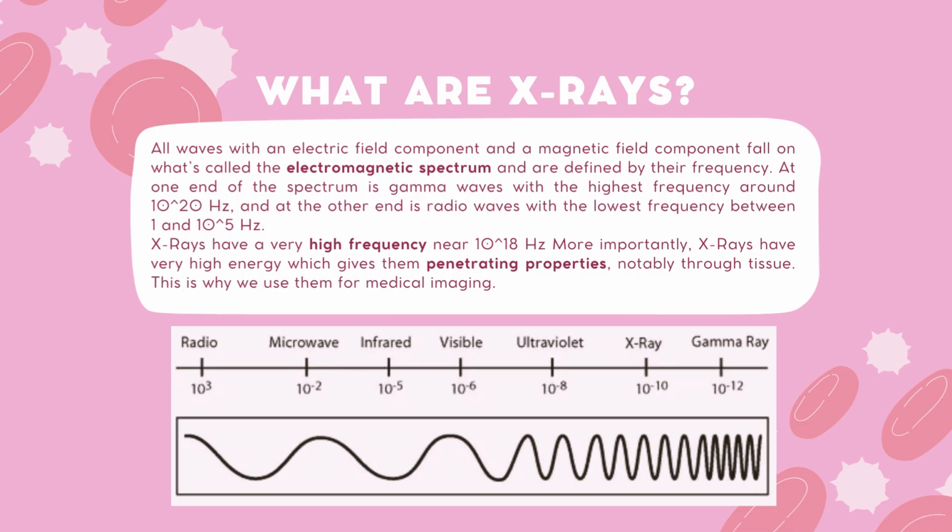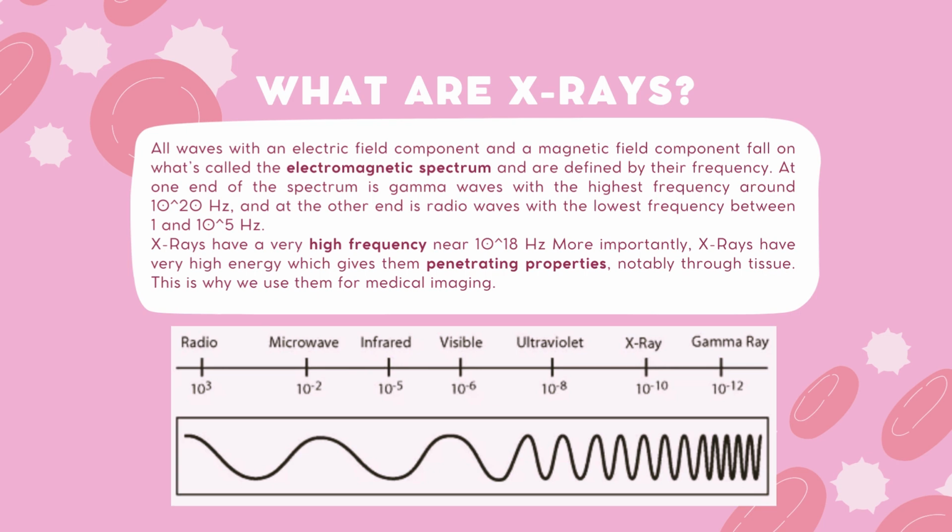So what are X-rays? All waves with an electric field component and a magnetic field component fall on what's called the electromagnetic spectrum, which we usually see when talking about visible light, but of course X-rays also fall on this, and we usually see this spectrum defined by frequency or wavelength. X-rays have a very high frequency, so we see them more at the end near gamma rays, and they have a frequency around 10 to the power of 18 hertz.